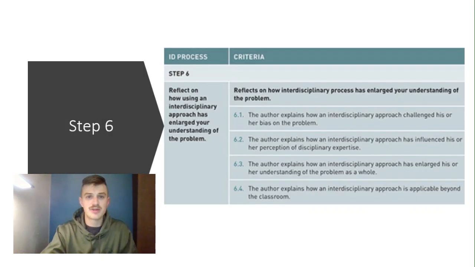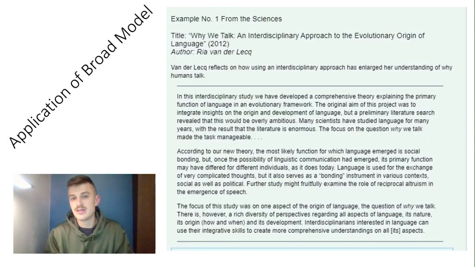So step 6 is reflect on how using an interdisciplinary approach has enlarged your understanding of the problem. And I think it's pretty obvious that she is going to. But once again, these aren't the best examples, I don't think. But these are very strong elements that support her argument, and she is definitely poised to have a great study.